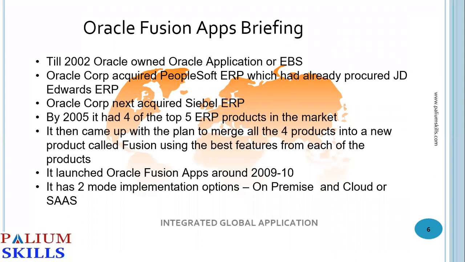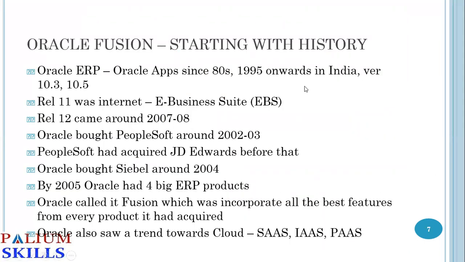Now, this was a short history of what has happened in the ERP space, which led to Fusion actually. Oracle applications have been in existence since the 1980s. From 95 onwards, it came to India, versions 10.3, 10.5. R11 was the internet-enabled one, called e-business suite. It was a big hit and it became very popular. R12, release 12, came around 2007, 2008. And Oracle had bought PeopleSoft around 2002, 2003, and PeopleSoft had acquired JD Edwards before that.